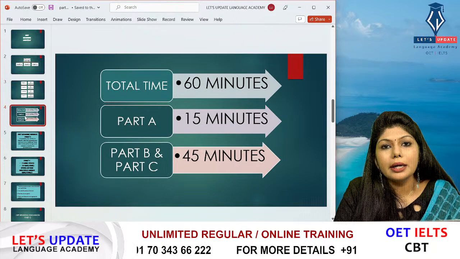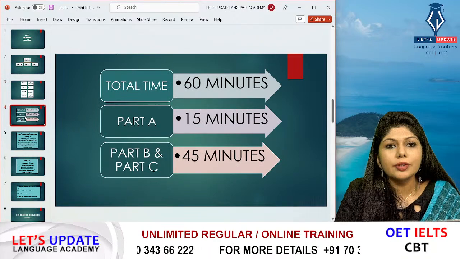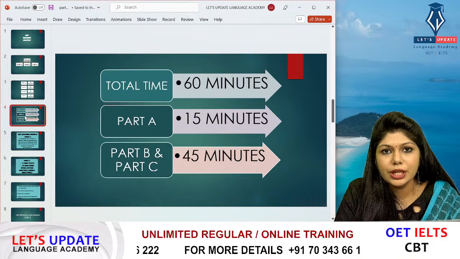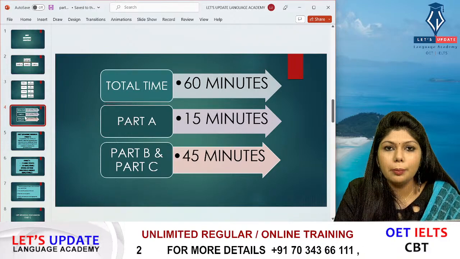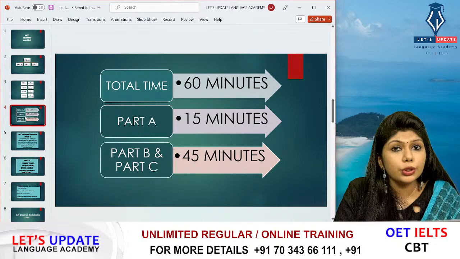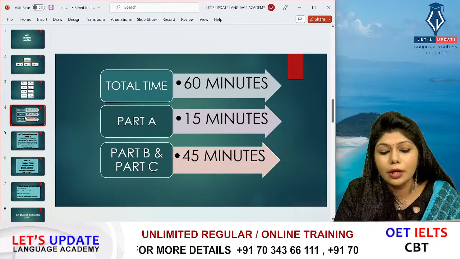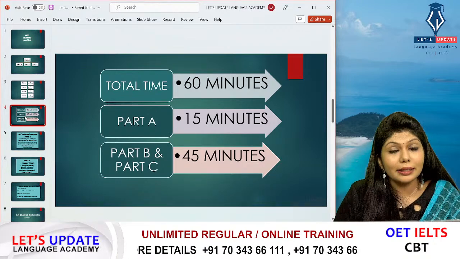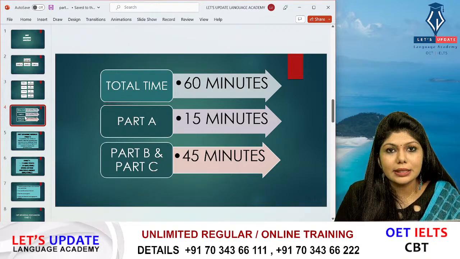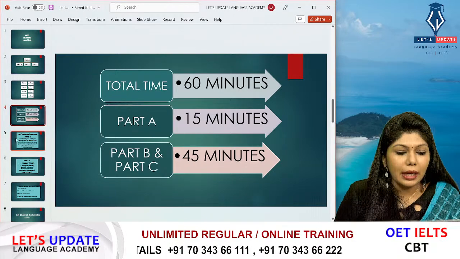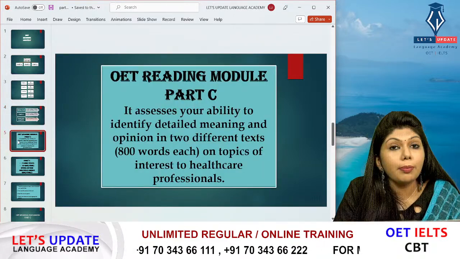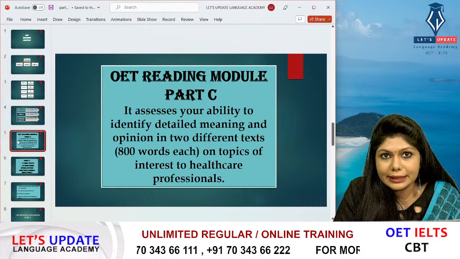And regarding the time allotted, you will have a total of 60 minutes to crack the test, of which 15 minutes will be allotted to you to solve part A and 45 minutes for part B and C together. So that is regarding the division of questions and the time allotted. And today we are going to have a discussion of the part C module of the reading subtest.